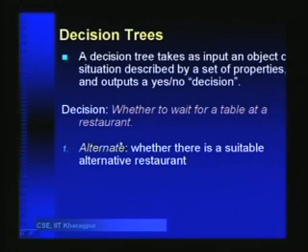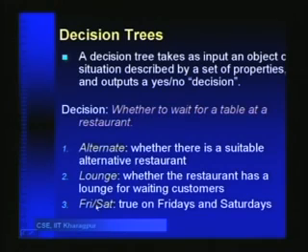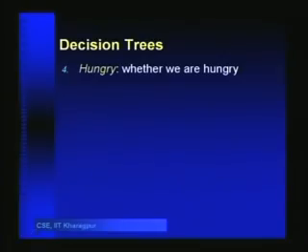Variable number 1 is alternate, which signifies whether there is a suitable alternative restaurant. In our case, there are quite a few alternatives, but you might find all of them equally packed. Then, lounge: whether the restaurant has a lounge for waiting customers. That does not apply to the campus, but in Calcutta you might have such. Whether it is a Friday or a Saturday, those are the rush days. Then whether you are hungry, so that can influence your decision.